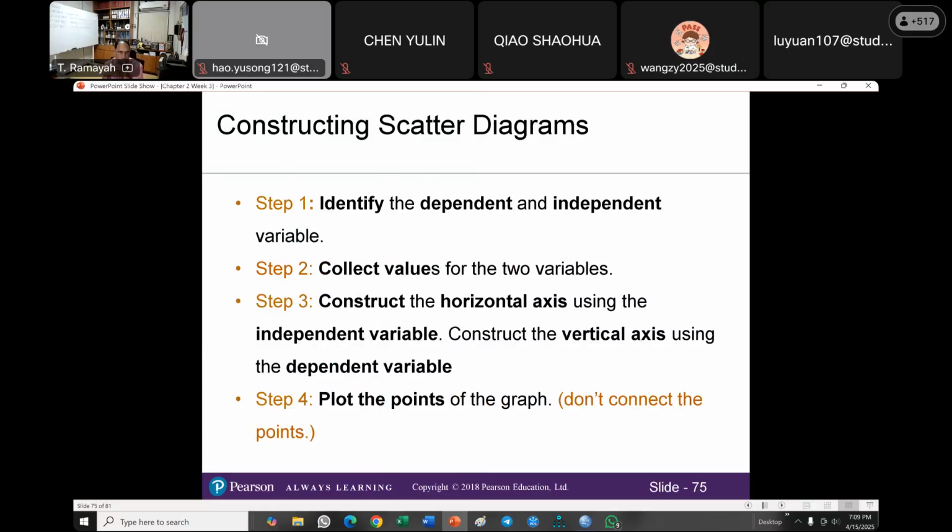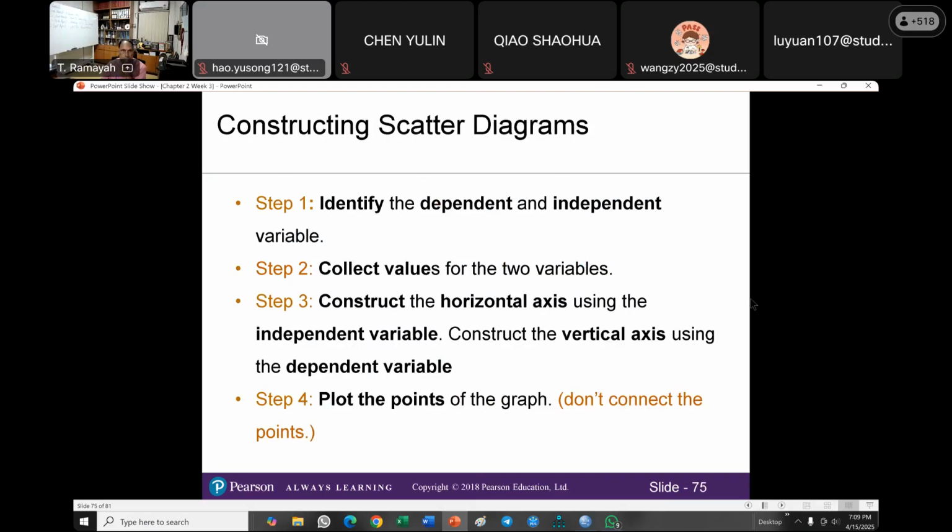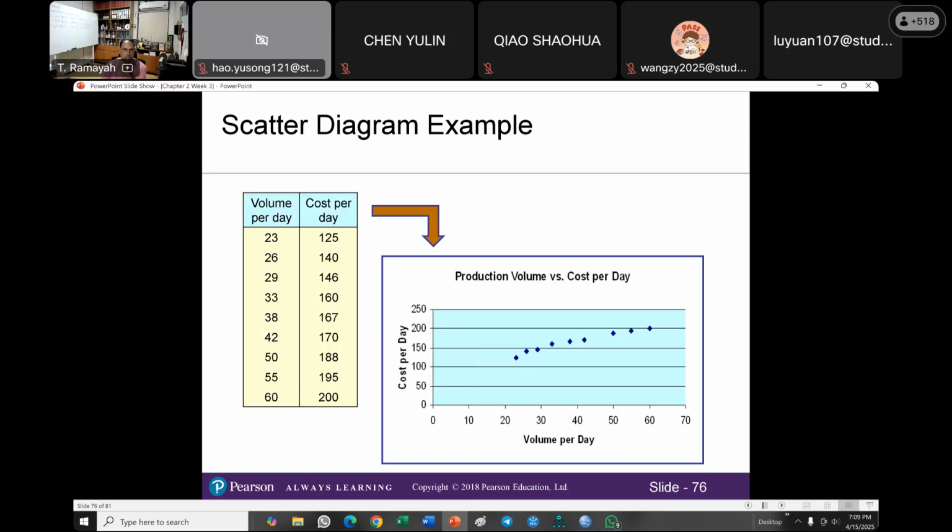But for a scatter diagram, we will not connect the dots. Can you see these dots? We don't connect them like a line chart. Here we just point them like this. We want to see whether the line is going up or going down. And that is why we call it a scatter diagram. So this is an example of a scatter diagram.